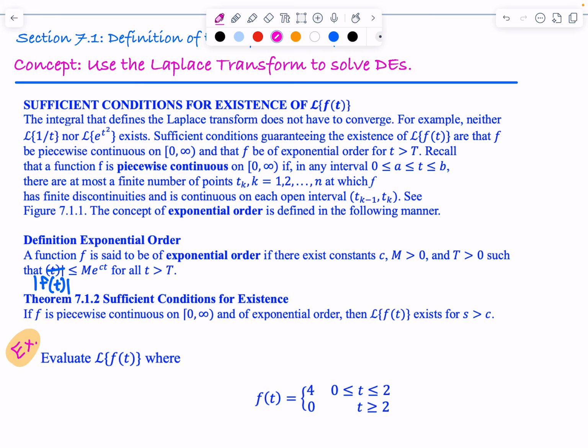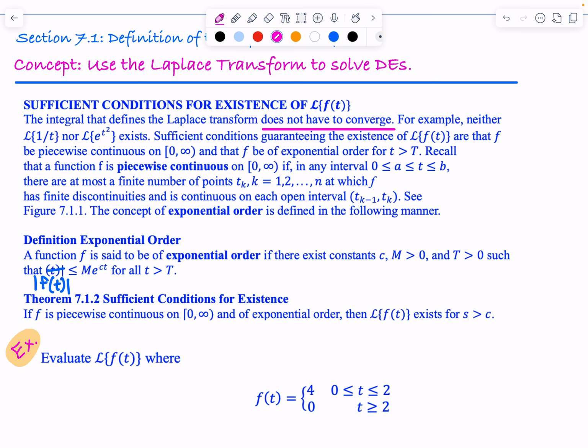The integral that defines our Laplace transform is improper, which means the limit as we approach infinity doesn't have to converge, right? We could have Laplace transforms that do not converge. They actually give us a few examples. 1 over t does not have a Laplace transform. e to the t squared does not have a Laplace transform either.